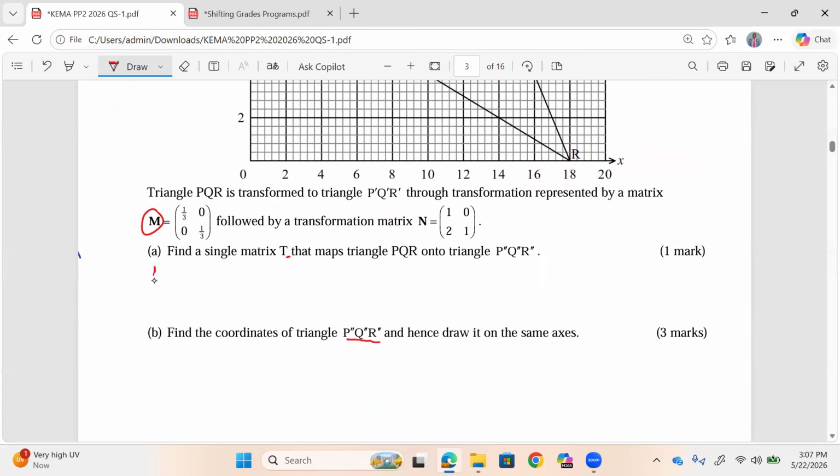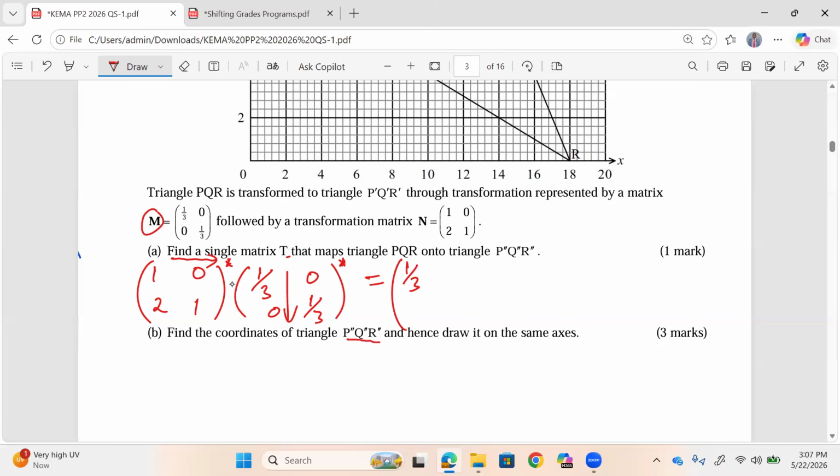So we start with N, 1, 0, 2, 1. Then M, a third, 0, 0, a third. This means that M was performed first, followed by N. Then with this now, we can talk about the product so that we may get a single matrix that can represent this particular successive transformation. Therefore, we can multiply the two matrices, row times column. So 1 times a third, then 0 times 0. It becomes a third.